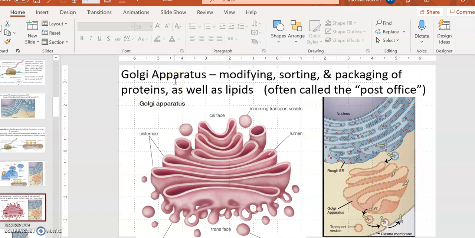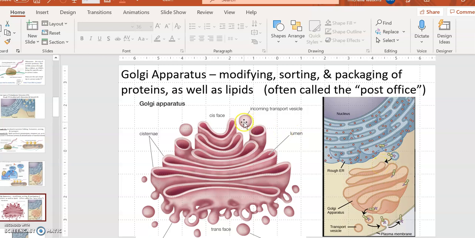And its definition will sound a lot like that of rough ER. It's just the second part of making proteins, modifying, sorting, and packaging of proteins, as well as of lipids. So it receives the lipids made from the smooth ER, the proteins made from the rough ER. It receives them in little transport vesicles. So here is a protein made in the rough ER. It gets packaged and brought over to the Golgi apparatus.